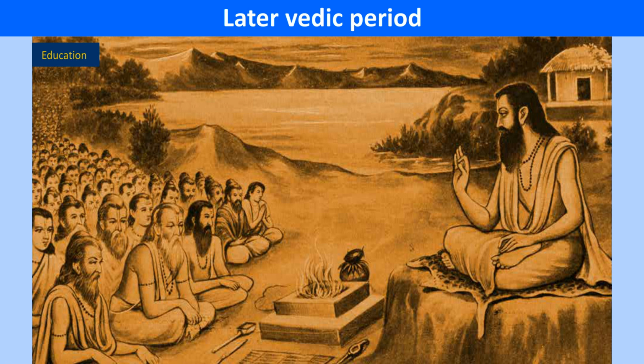The Varna system was a characteristic feature of Vedic society. The term Varna basically means color of the skin. It was primarily used to differentiate the Aryans from the supposedly dark-skinned non-Aryans.